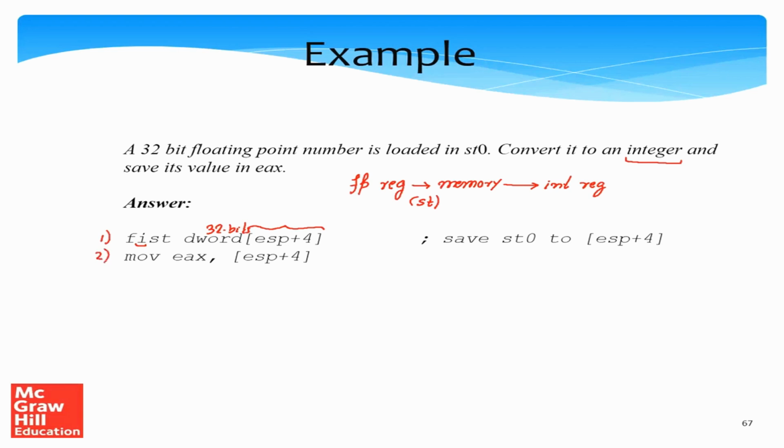Then the second statement is a simple register move, which we have seen in great detail in the previous sections. So here what we do is that we specify a memory address, and from this memory address we essentially read in 4 bytes into the register EAX.